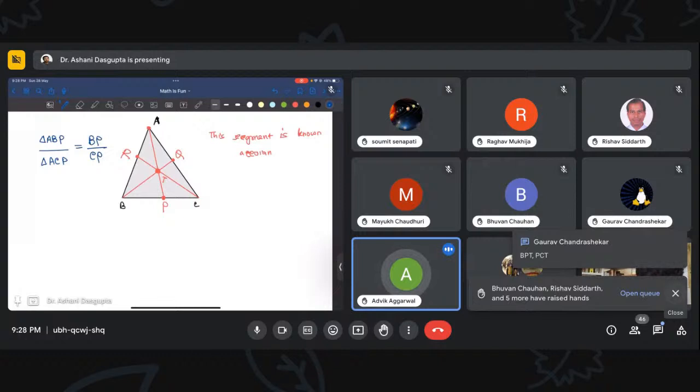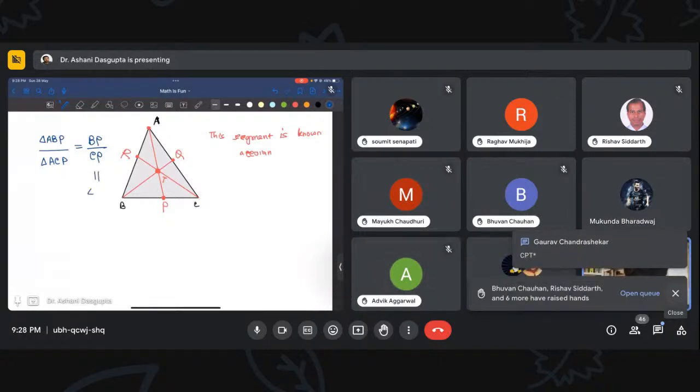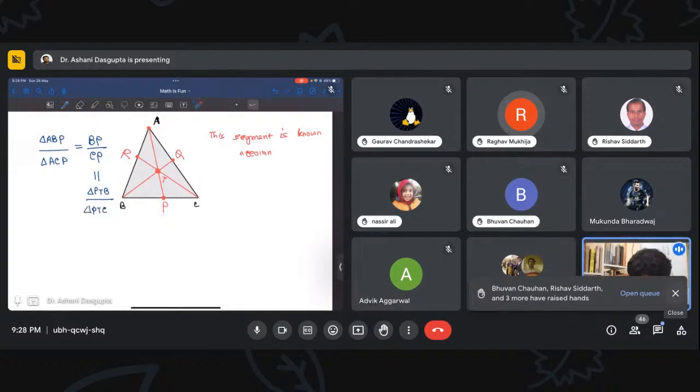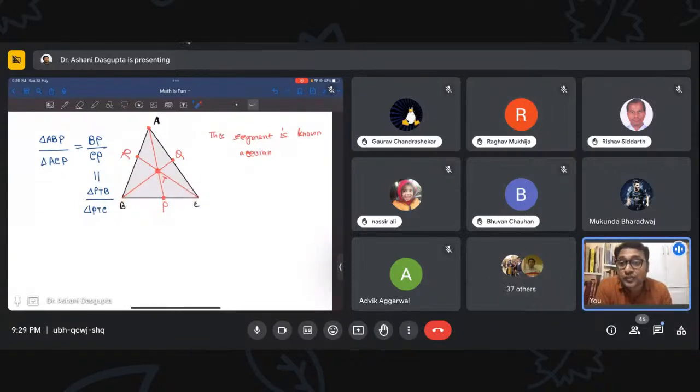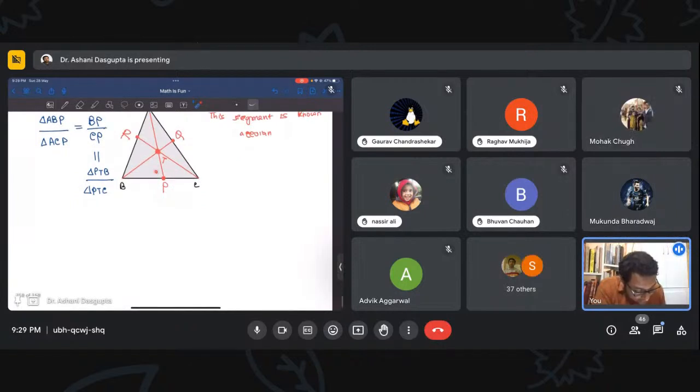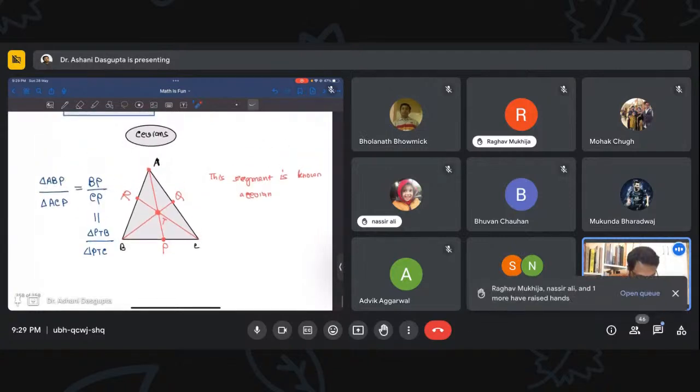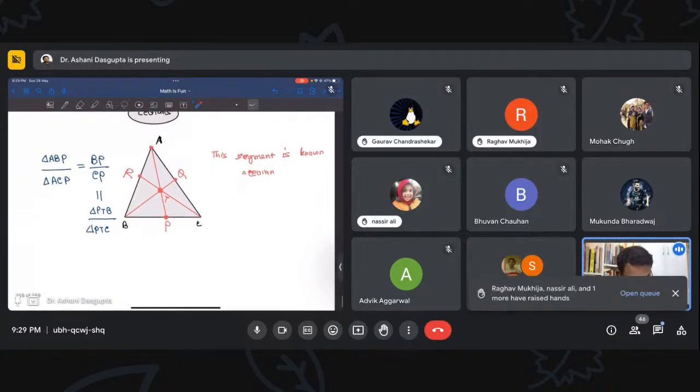Sir, triangles PTB and PTC. Triangle PTB, correct. And triangle PTC. Absolutely. PTB and PTC. Those two triangles have the same vertex T and the same bases BP and PC. Okay, so far so good.